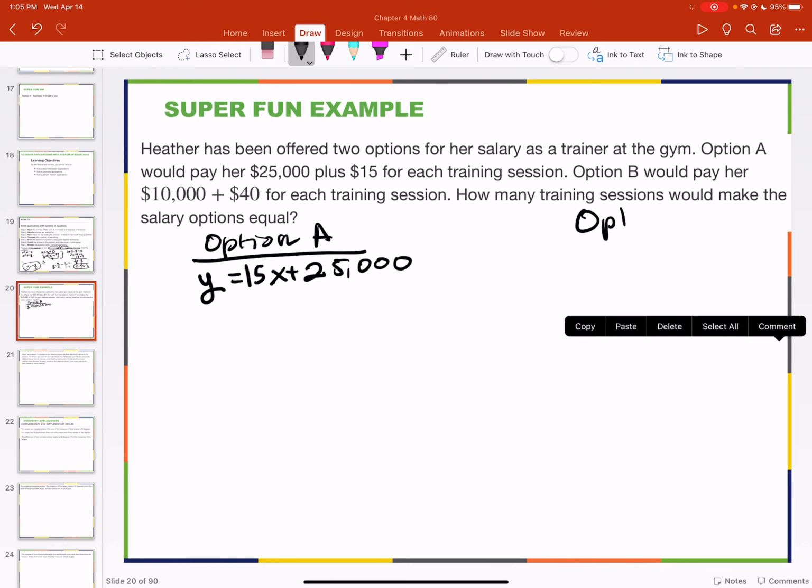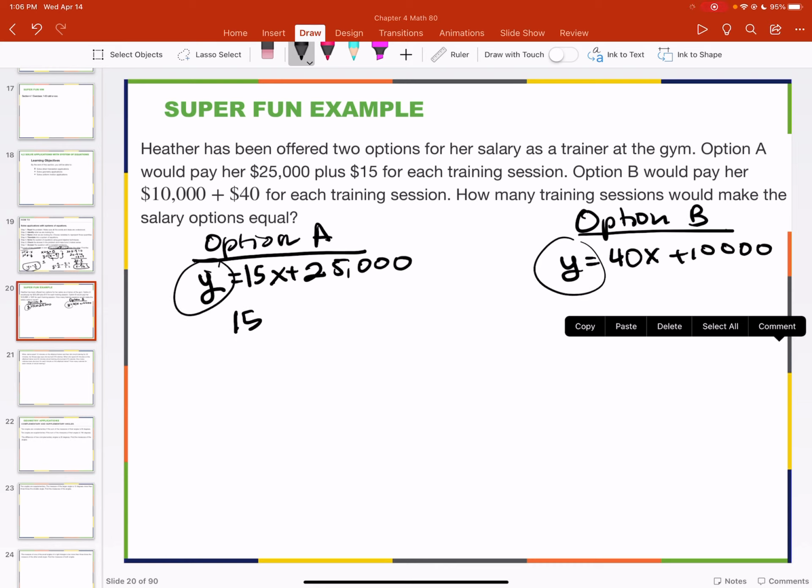Option B would pay her $10,000 plus $40 for each training session. So y would equal 10,000 plus 40x, or 40x plus 10,000. And in order to see how many training sessions would make them equal, you set these equal to each other. So we would have 15x plus 25,000 equal to 40x plus 10,000, and we're going to solve for x here.